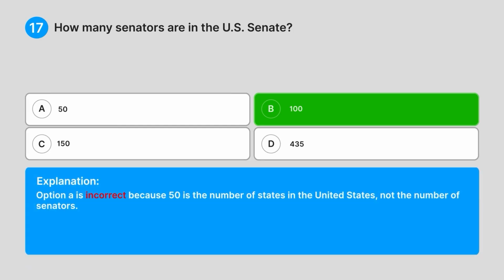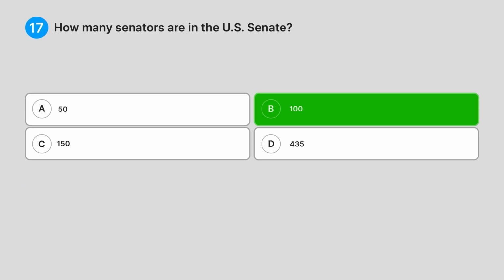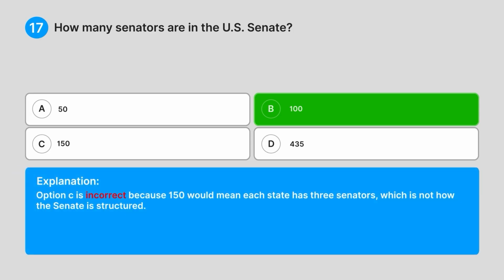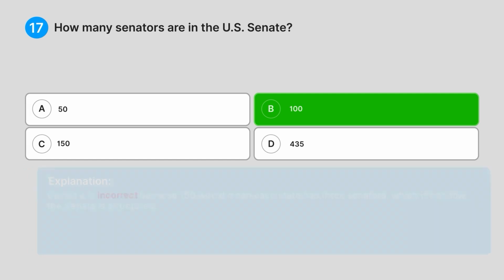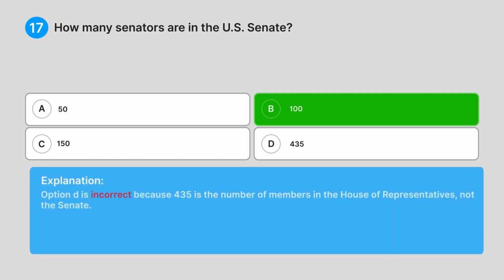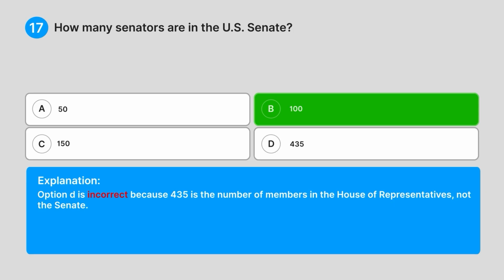Option A is incorrect because 50 is the number of states in the United States, not the number of senators. Option C is incorrect because 150 would mean each state has 3 senators, which is not how the Senate is structured. Option D is incorrect because 435 is the number of members in the House of Representatives, not the Senate.